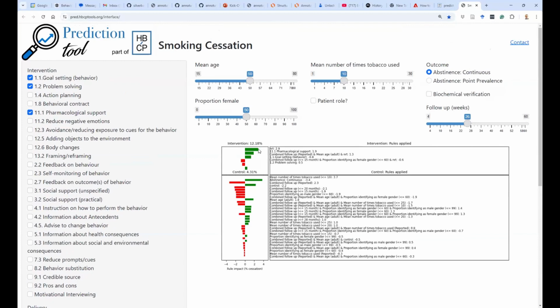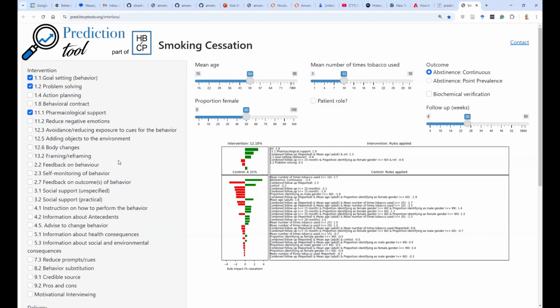Okay. And so you're getting a prediction of what the system expects, in this case, the 26-week continuous abstinence rates to be in people who average 10 cigarettes a day with a mean age of 50 and 50% women. And it's also telling you the impact of these various different components on the figure. So is it increasing it? You get a green bar. Is it decreasing it? You get a red bar.